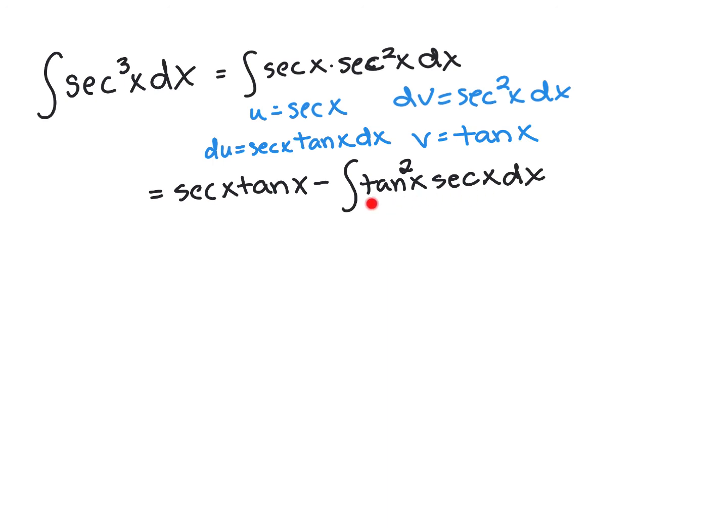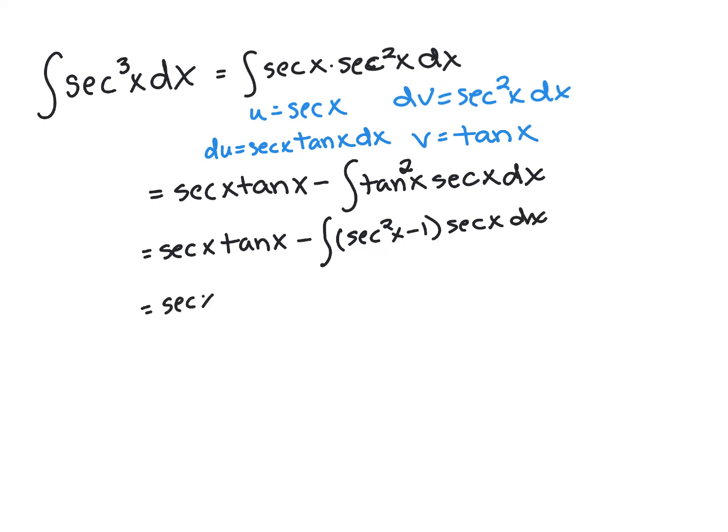Now, what am I going to do with this thing? Secant isn't the derivative of the tangent. If I pull off a secant tangent, I'm left with a tangent. That doesn't work. So I'm going to use a Pythagorean identity and change tangent squared to be secant squared minus 1. And then I can distribute that secant through here and see what I've got. So secant tangent, just copy, minus the integral of secant cubed minus the integral of secant.